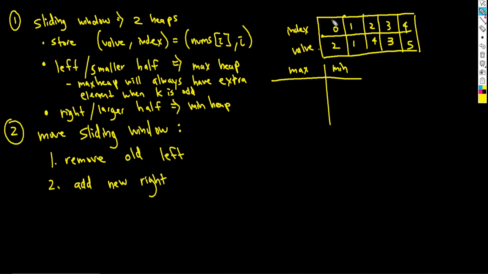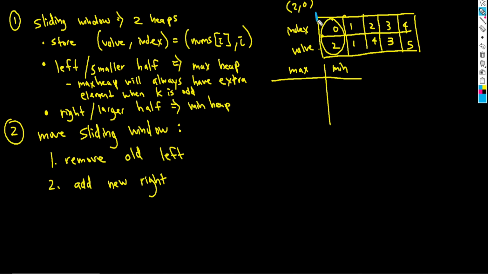So if we're storing this element here, we're going to store 2, 0 on the heap. And the left or the smaller half of the sliding window will go onto the max heap. And the max heap will always have an extra element when k, or the size of the sliding window, is odd. And the right or the larger half will be stored using a min heap.